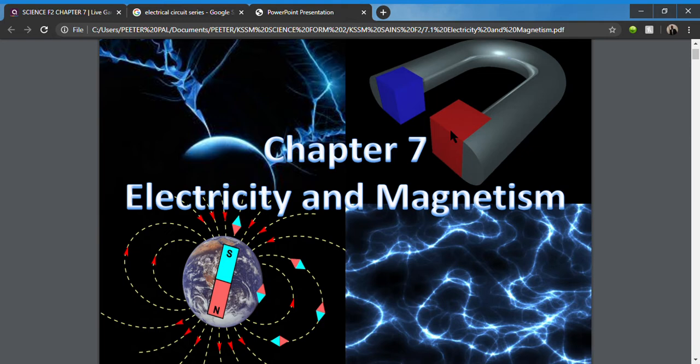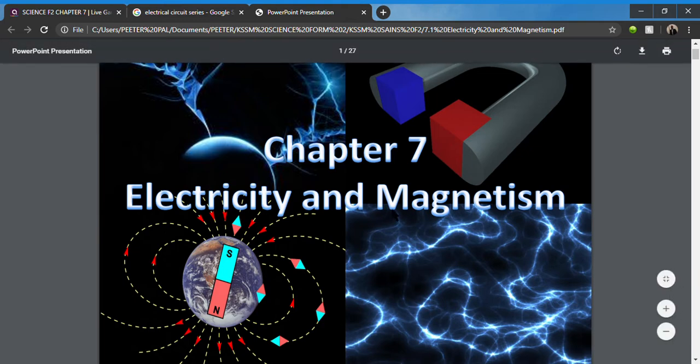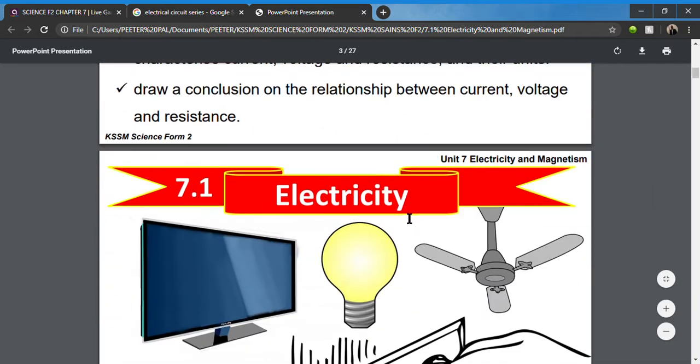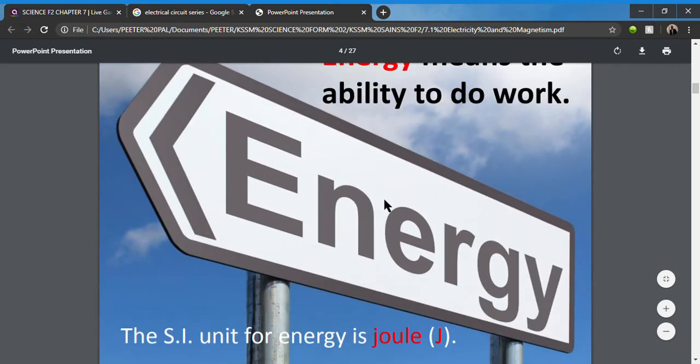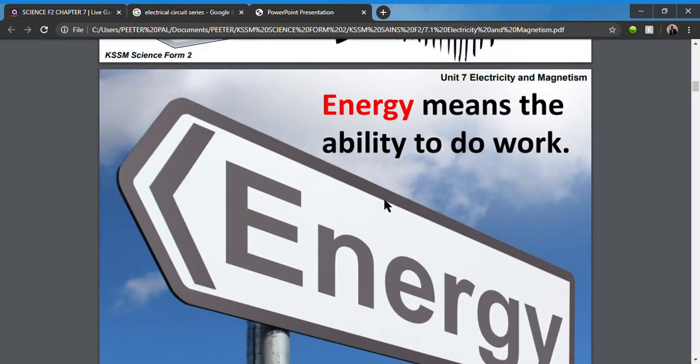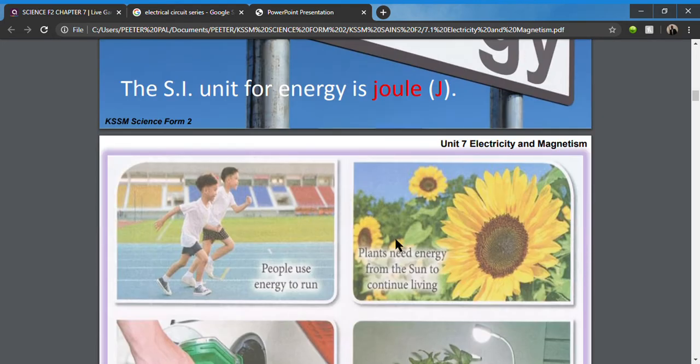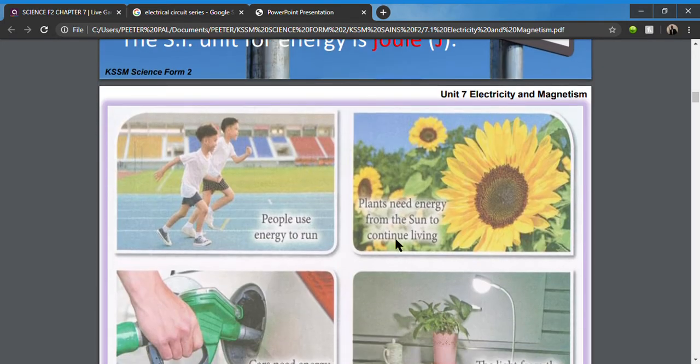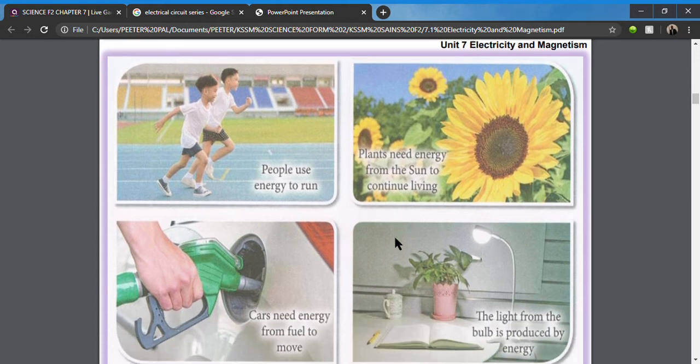In part 1, the first thing we're going to learn today is what is energy. All of us must know energy is the ability to do work. So whenever work is done, energy is used or converted from one form to another.